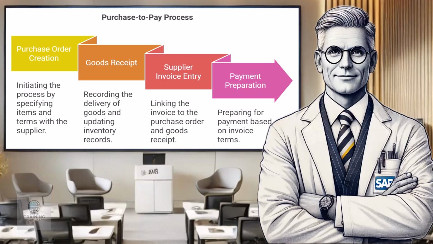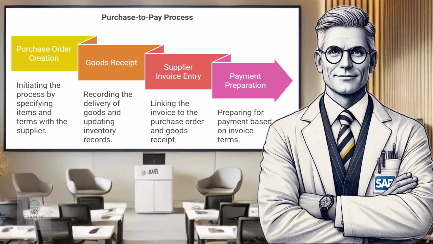This document detailed the items, quantities, and terms agreed upon with our supplier. Once it was ready, we displayed and reviewed it, making sure everything was accurate and in place. From there, we passed it along to the purchasing team, who handled any necessary adjustments to set us up perfectly for the next steps. Then, we moved into the goods receipt phase.